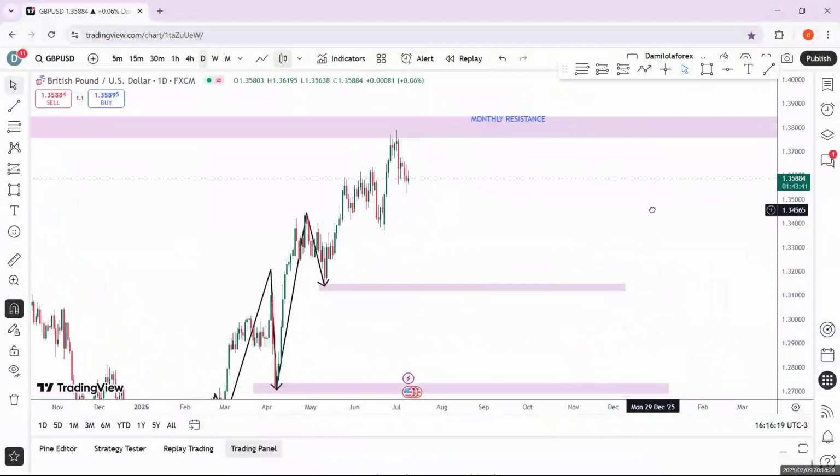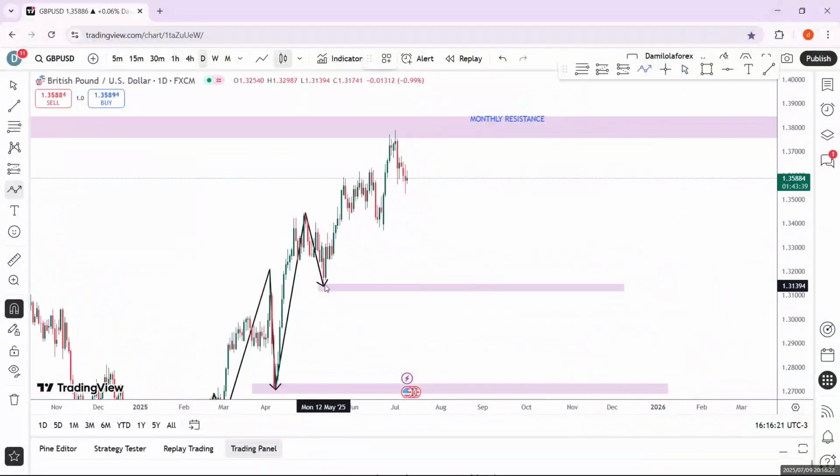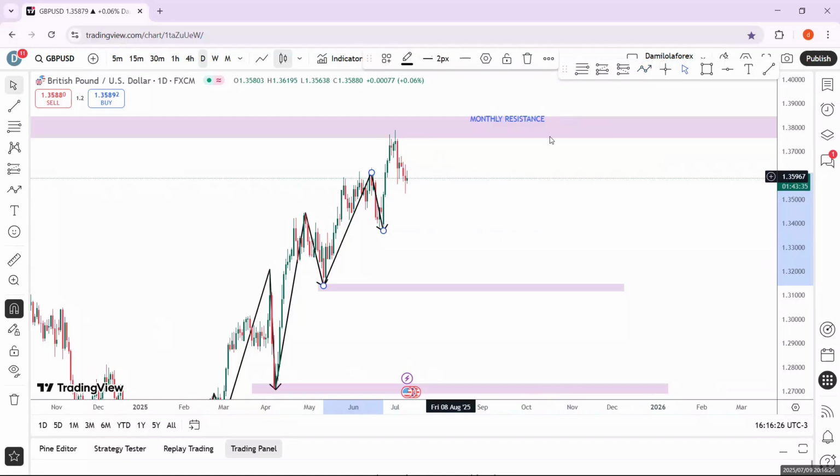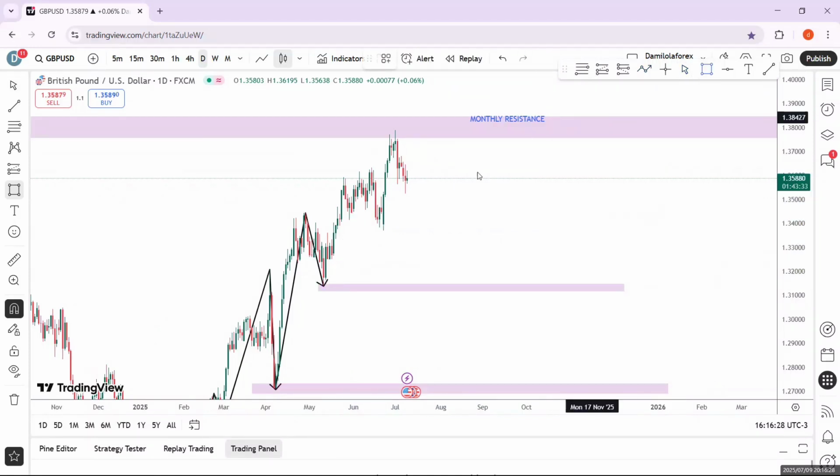Then after price completed that, price now started a new structure circle again, where it made push and exhaustion. So this now becomes the last higher low of this particular structure circle.